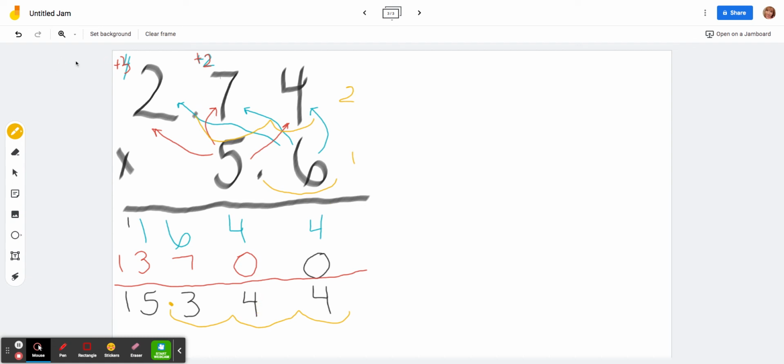The other way I would determine where the decimal point is just plain old reasoning. 2.74 rounded to the nearest whole number is 3. 5 6/10 rounded to the nearest whole number is 6. I'm going to multiply these. 3 times 6 equals 18. So my answer is going to be somewhere in the realm of 18. 15 is in that realm of 18.